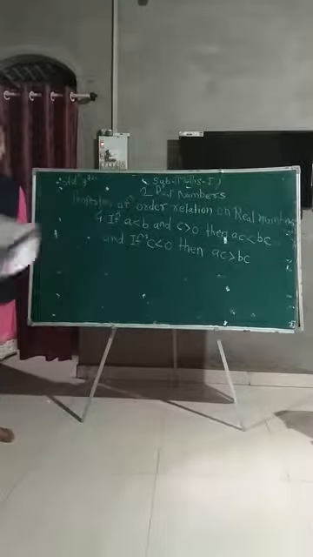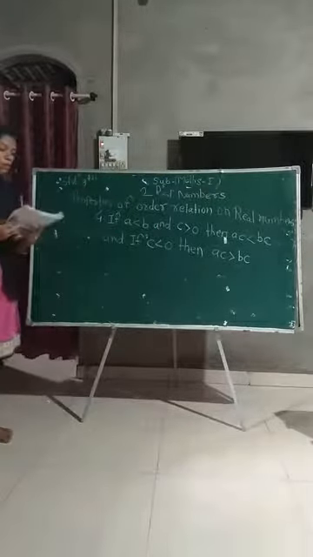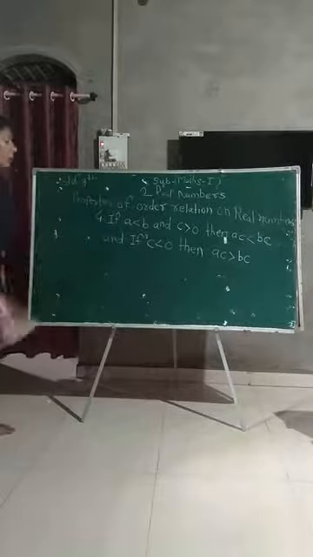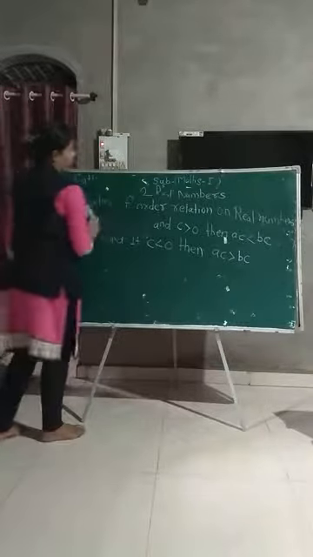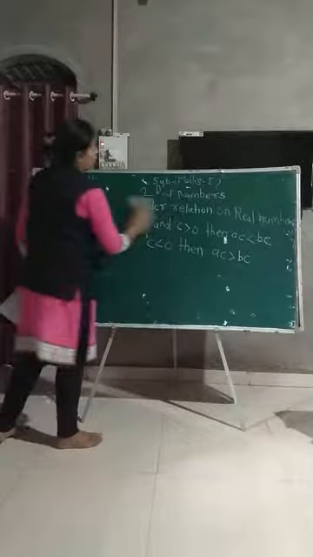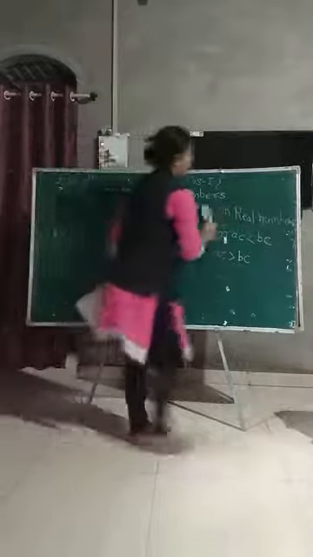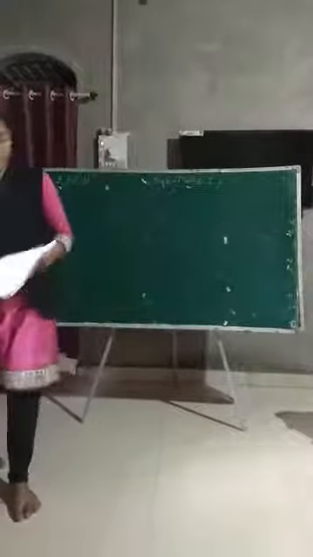Now our next point is square root of negative numbers. These are the properties of order relation on real numbers. Now we see square root of negative numbers.